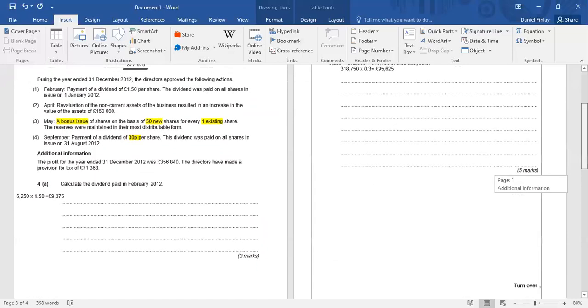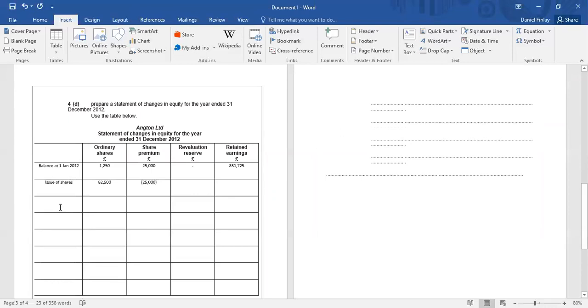Let's just look at what the revaluation reserve was. So in April, the revaluation said it resulted in an increase of the value of the asset of 150,000. So that means my revaluation surplus didn't change anything apart from the revaluation was 150,000. So if we go back to the issue of shares now, the ordinary shares increased by 62,500. So our share premium, we're going to take away all of it. We're going to take away the 25,000. However, that still leaves us with, let me just work it out.